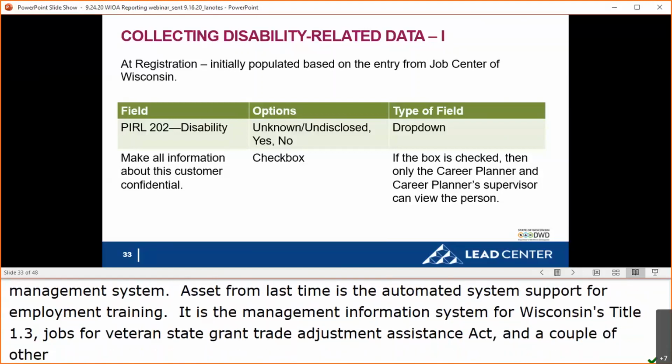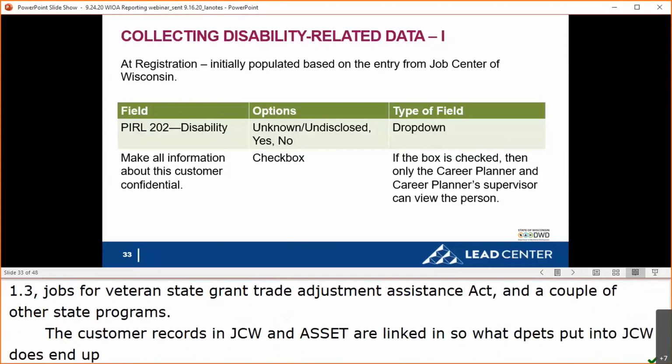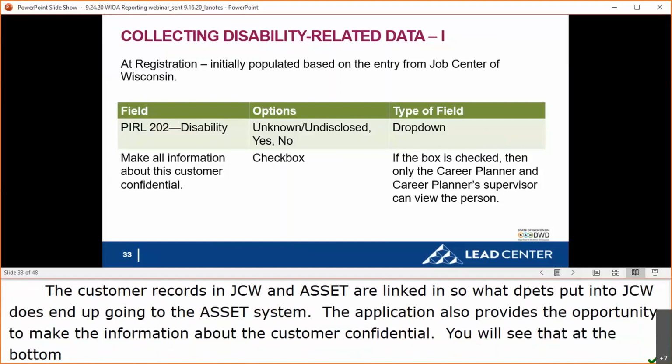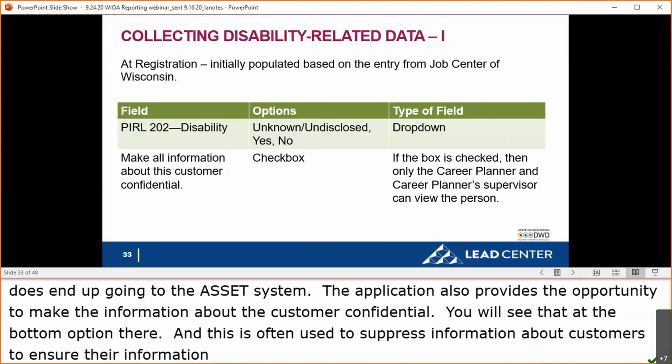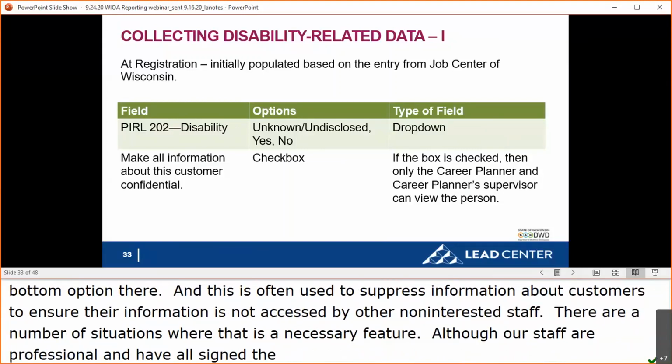The customer records in JCW and ASSET are linked, so what gets put into JCW does end up going to the ASSET system. The application also provides the opportunity to make the information about the customer confidential. You'll see that's the bottom option there. This is often used to suppress information about customers to ensure their information is not accessed by other non-interested staff. There are a number of situations where that is a necessary feature. Although our staff are professional and have all signed the data use policy, this administrative function enforces policy compliance. Let's go to the next slide, please.